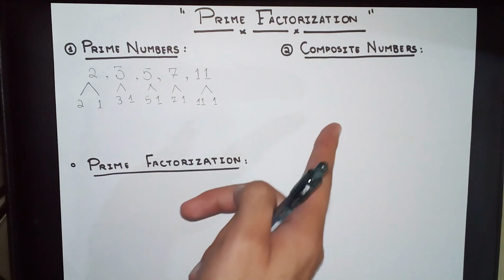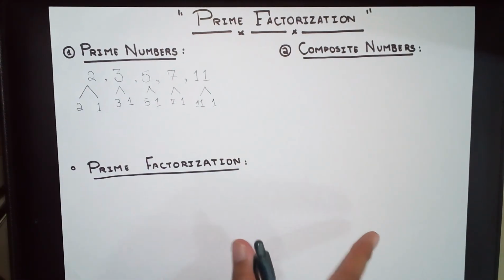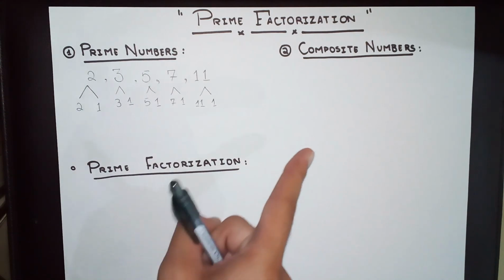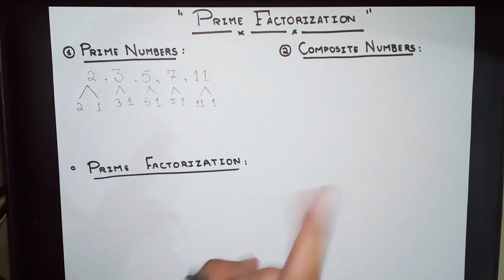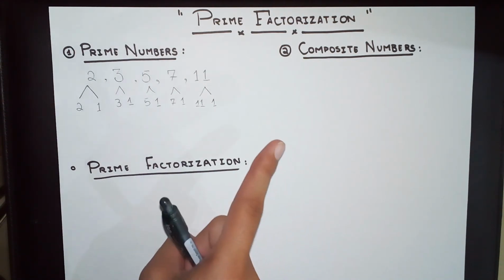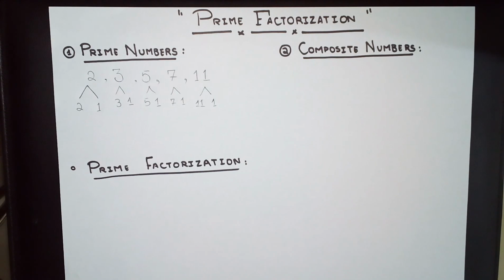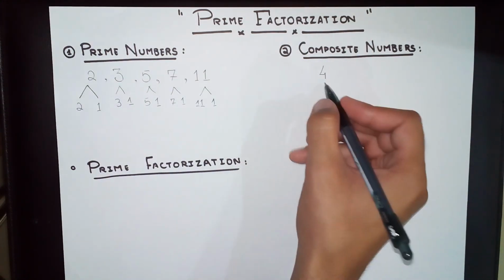Now let's get into the composite numbers. What exactly are composite numbers? These are all the numbers which are not prime numbers. Now there are two conditions for it. One cannot be included, and the term is only applied for integers. For example, 4 is a composite number.